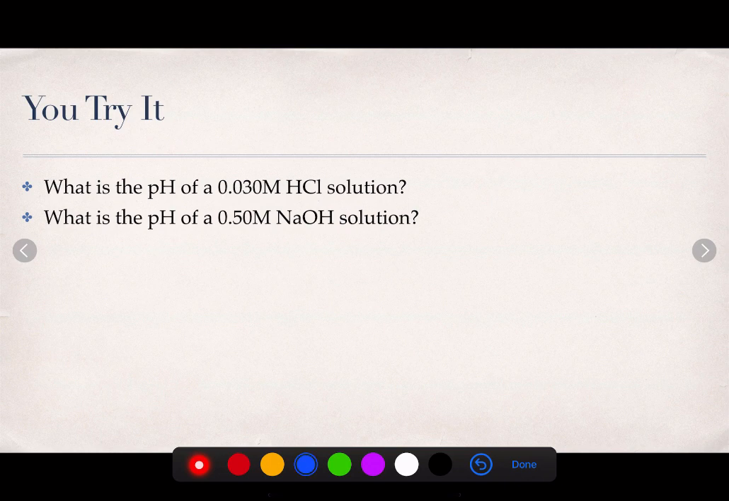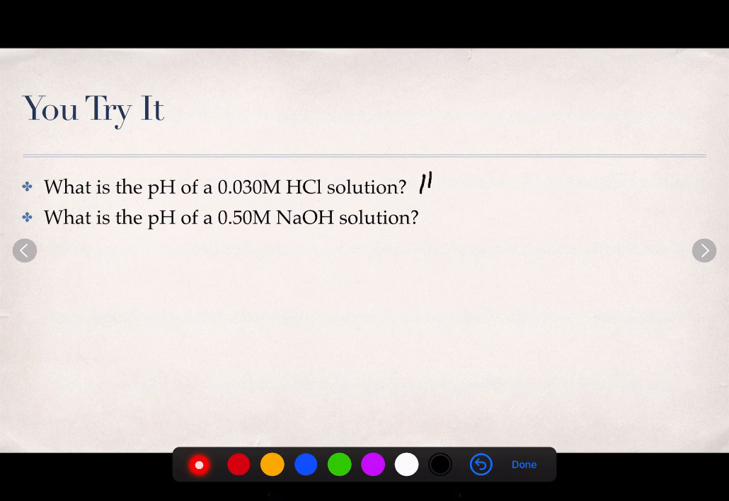Here are two solutions that we are given, and we need to find their pH. One is that of a strong acid, one is that of a strong base. So we do need to recall how these strong acids and strong bases break apart. And so for this first one, the strong acid, we've got HCl.